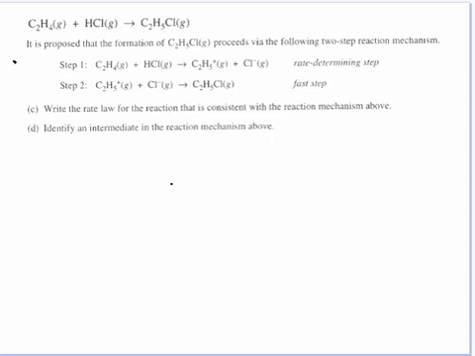Okay, let's look at how to get the rate law from a reaction mechanism. So the first thing that you want to do is identify the rate determining step. You can see right here is the rate determining step, so find that. And then you need to look at the reactants in the rate determining step.